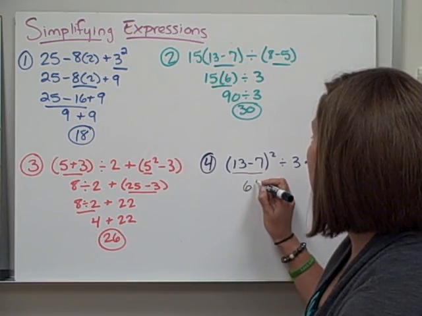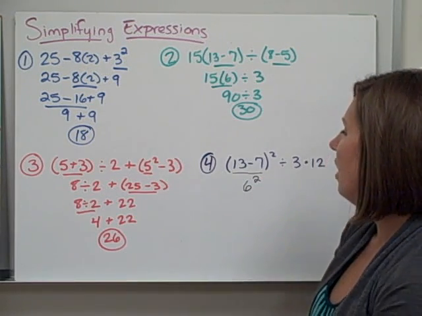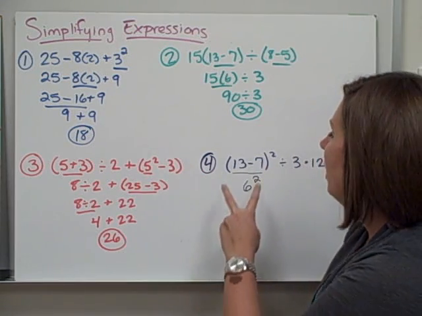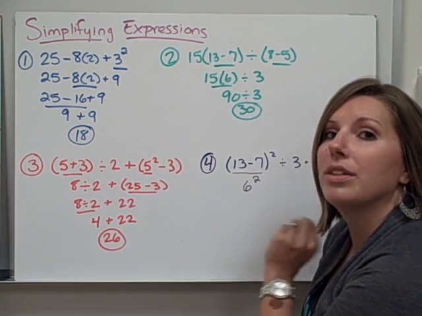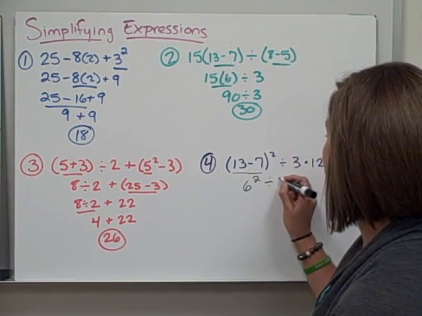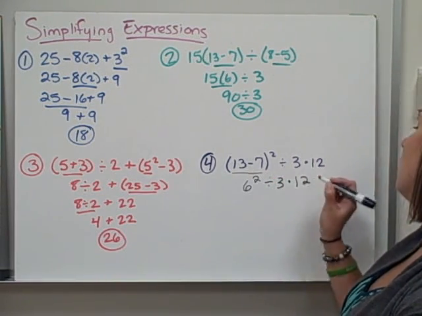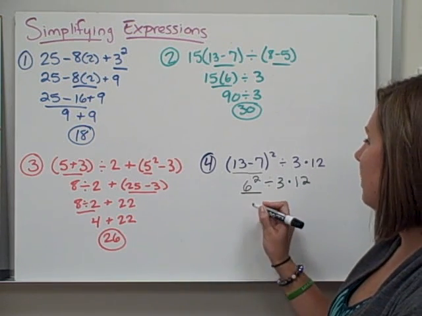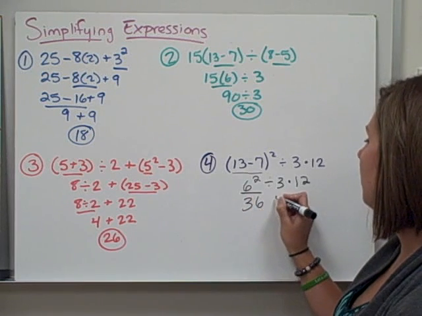So that 6 is what's being squared. The 7 is not being squared, the 13 is not being squared, but the difference of 13 and 7 is being squared. I'm going to rewrite the rest of my problem. And now I'm going to concentrate on my exponents. 6 squared is 36.